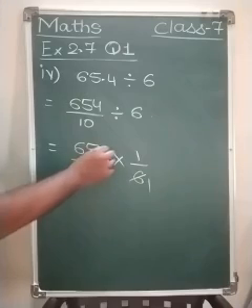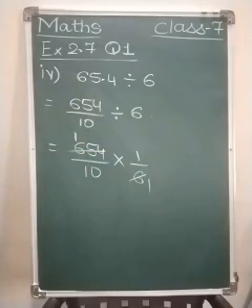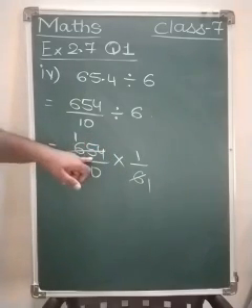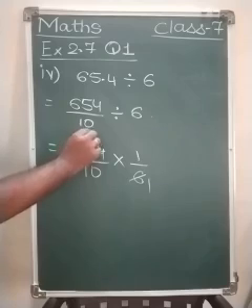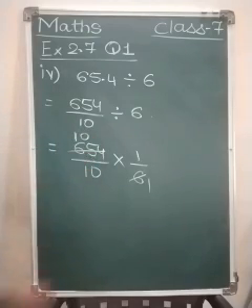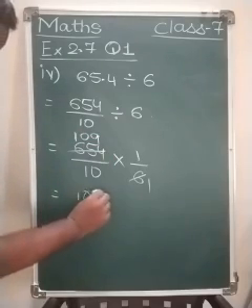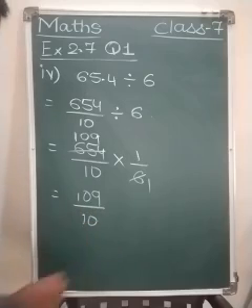But here 6 ones are 6, 6 ones are 6. Remainder is 0. So we have to take 5 down. Now 5 is not divisible by 6, so we give a 0. And 54, 6 9s are 54. So the answer is 109 upon 10.